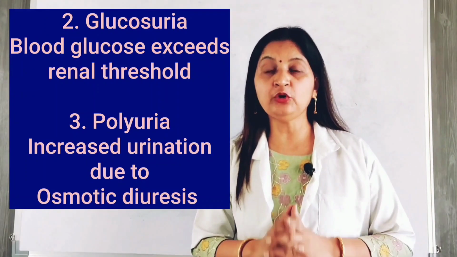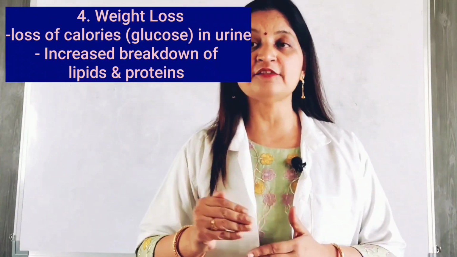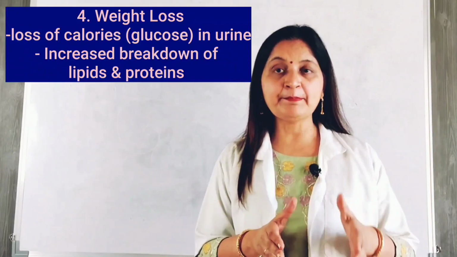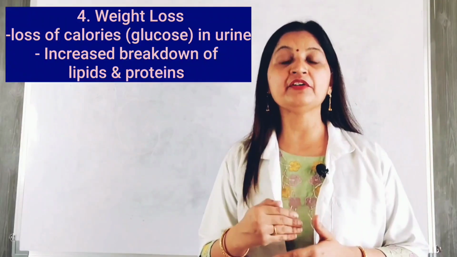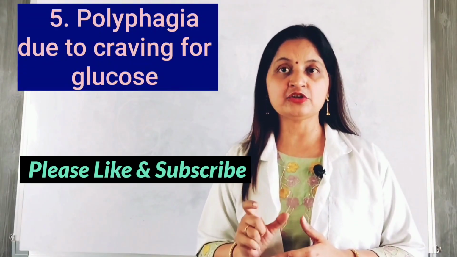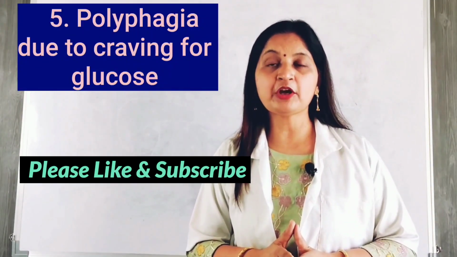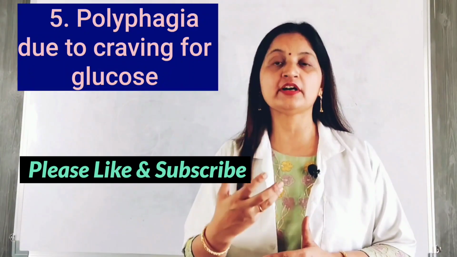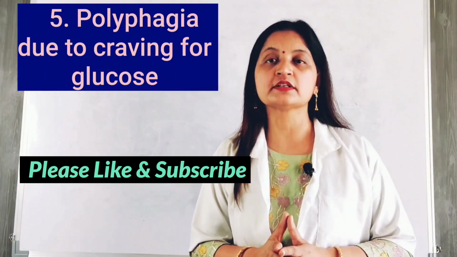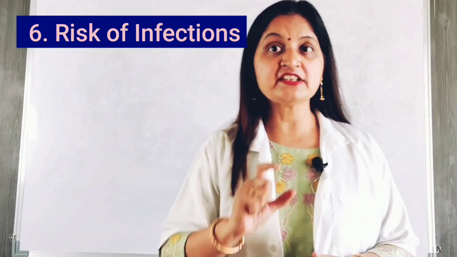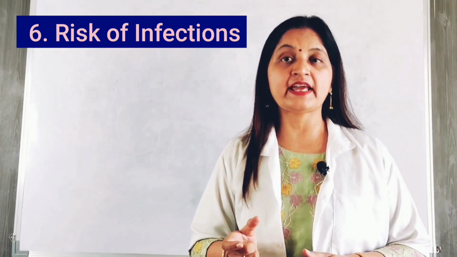These patients also present with weight loss because of excessive loss of glucose and calories in urine, and also there is breakdown of lipids and proteins because of increased lipolysis and increased proteolysis due to lack of insulin. There is also polyphagia because of loss of glucose in urine, and the patient has a craving for sugar, a craving for glucose. Also, there is increased risk of infections because glucose provides nutrition to the growth of microorganisms.